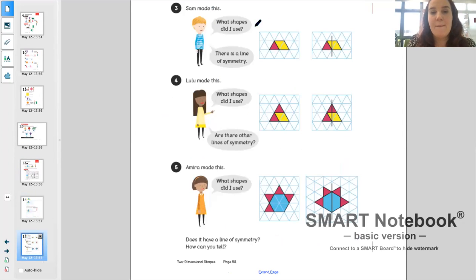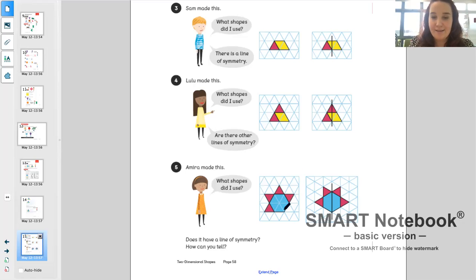Okay. Sam made this. So he's made it using a triangle and a parallelogram. Does it have a line of symmetry? It actually does, straight down the middle. If you look there, he's got a bit of yellow and a bit of yellow and then a whole triangle and a whole triangle. The symmetry isn't in the color. If you look at the shape, it's symmetrical. Again, the color doesn't look symmetrical, but if you look at the shape outline, it does have a line of symmetry. And we've got two rectangles, 2 triangles, and a parallelogram.